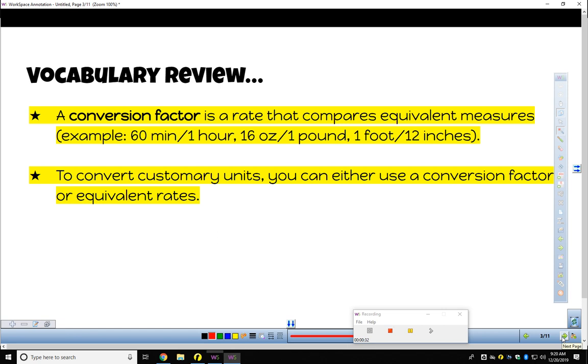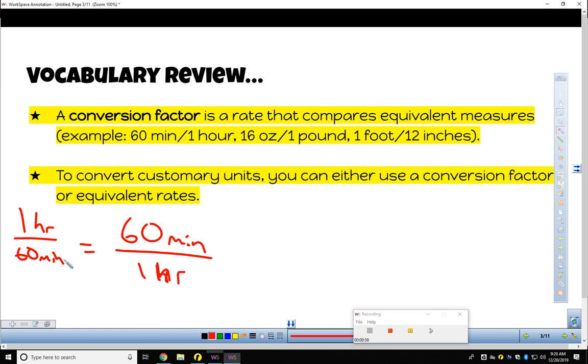So a couple of quick thoughts here to highlight in our notes. The first one is this idea of a conversion factor. A conversion factor is a rate that compares equivalent measures. And so I'm going to rewrite some of these as a fraction. So it's 60 minutes is 1 hour. And you could have written this, which is also equivalent, as 1 hour is 60 minutes. You could have written those either way depending on what you need. But both of those units of measure, even though having different units, are worth the same amount of time.